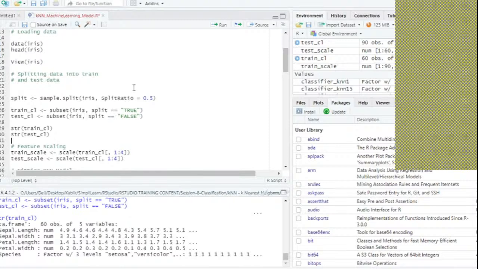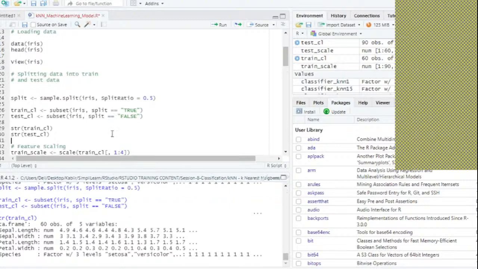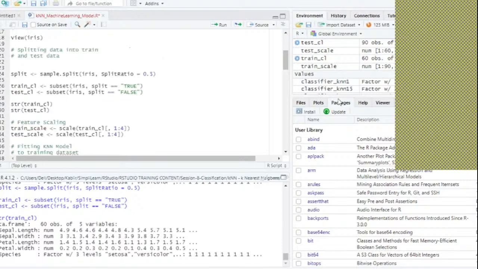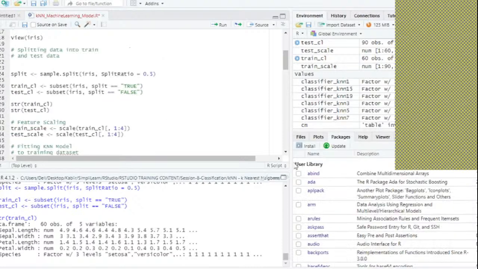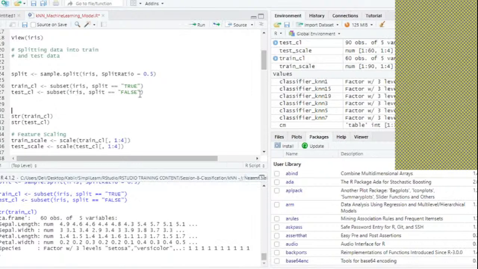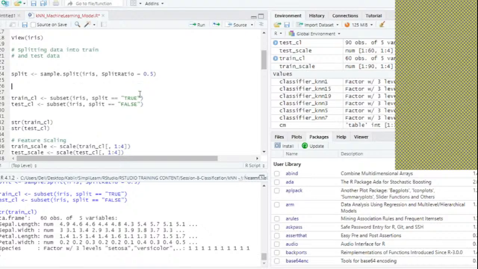This is happening for the first time. Earlier we never had this issue, right, Arush? Mm, that's strange. Wait, let me just check sample dot split.